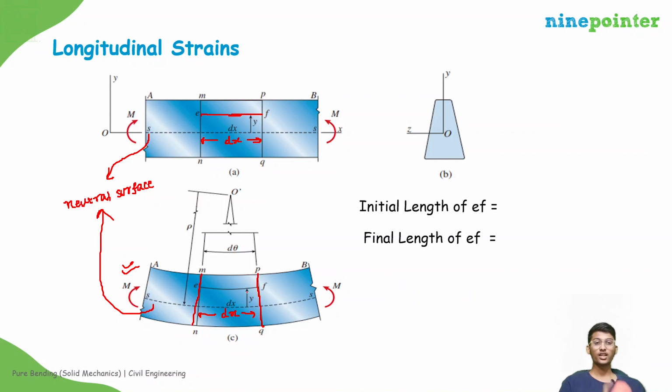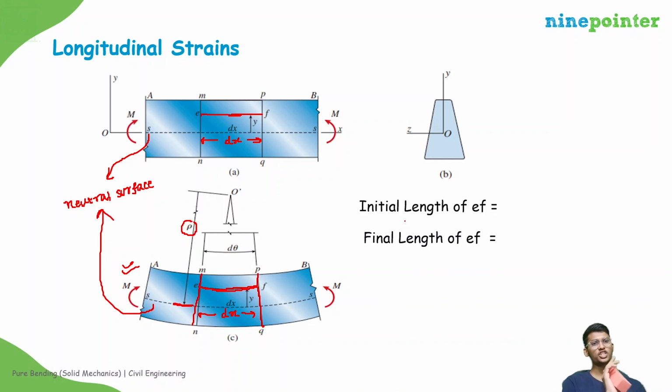At a distance y we consider EF. The deformed EF will look something like this. One thing you need to observe: this small arc of length dx will subtend some angle d theta at the center. The radius of curvature should be measured from the neutral surface. This is a big takeaway, and we will solve one problem so that you will understand the importance of this point. So this is rho, the radius of curvature.